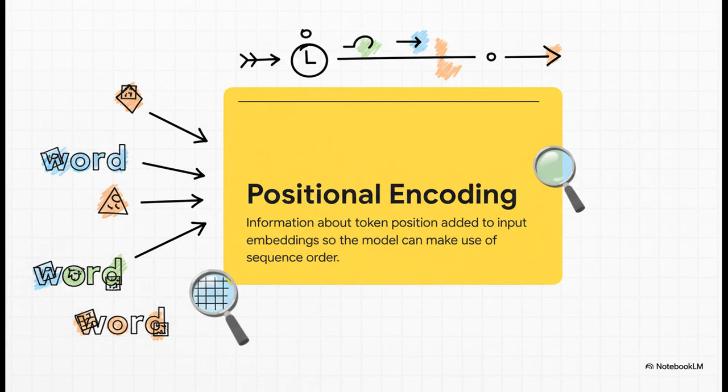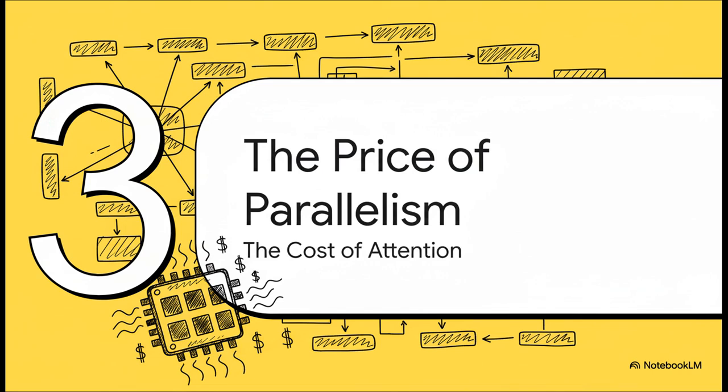Before the model even starts its work, we add a little mathematical signature to each word, a unique address that tells the model exactly where that word sits in the sequence. It's basically like giving every word a house number on a street, so it knows its position and who its neighbors are. But of course, this incredible power, this ability for every word to look at every other word, doesn't come for free. It comes with a pretty steep computational price tag.